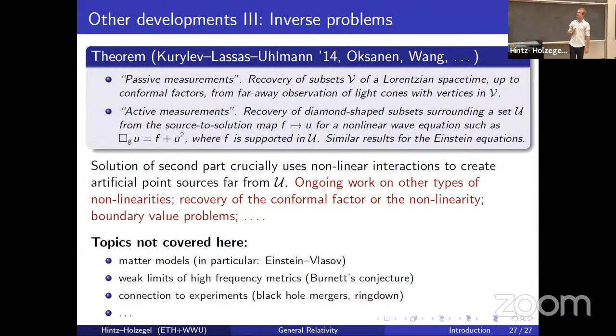Other developments include inverse problems for Lorentzian metrics, where you try to recover a Lorentzian metric, perhaps up to a conformal factor, from faraway measurements of, say, the light cones from stellar explosions in this faraway set, or from source to solution maps for nonlinear wave equations. There are many other topics that we cannot cover in this lecture, such as matter models, in particular Einstein-Vlasov, which is of importance in galactic astrophysics, or weak limits of high-frequency solutions of the Einstein equations and the so-called Burnett's conjecture, and very interestingly, of course, connection to experiments like black hole mergers, as already mentioned, for the ringdown phenomenon.